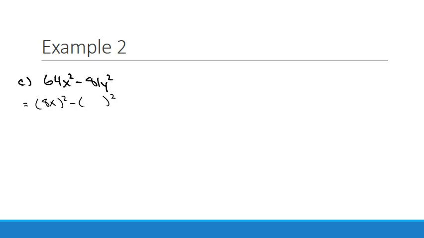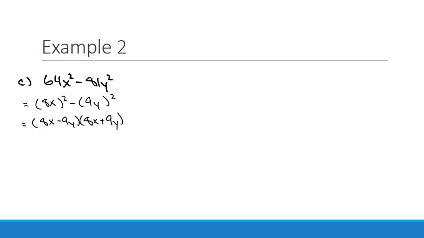Same with the 81y squared. I'm going to break it up. What times itself equals 81? 9. What times itself equals y squared? Y. And there we go. I've got my middle step. So then I can go right to my answer: 8x minus 9y, 8x plus 9y.